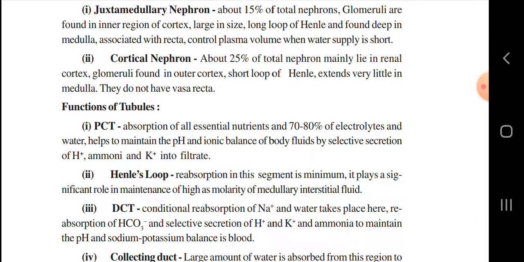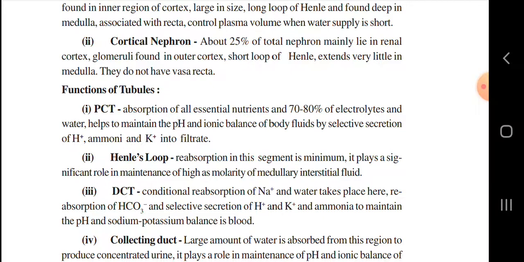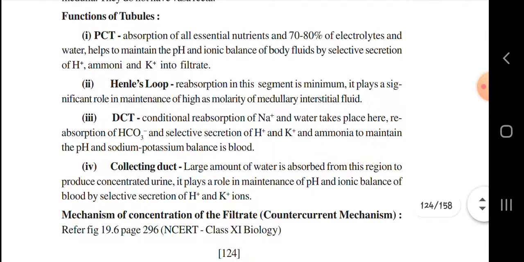Function of tubules. PCT: absorption of all essential nutrients and 70 to 80% of electrolytes and water. It helps maintain the pH and ionic balance of the body fluids by selective secretion of H plus, ammonia and K plus into the filtrate. Henle's loop: reabsorption in this segment is minimum. It plays a significant role in the maintenance of high molarity of medullary interstitial fluid. Next, DCT: conditional reabsorption of Na plus and water takes place here, and reabsorption of HCO3, and selective secretion of H plus and K plus ions. And then the collecting duct.